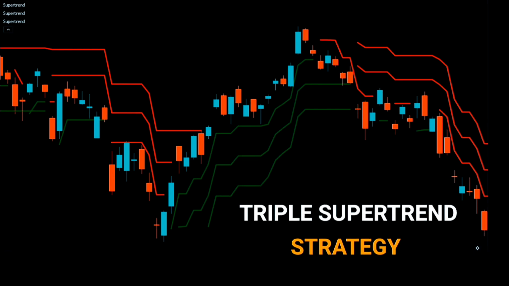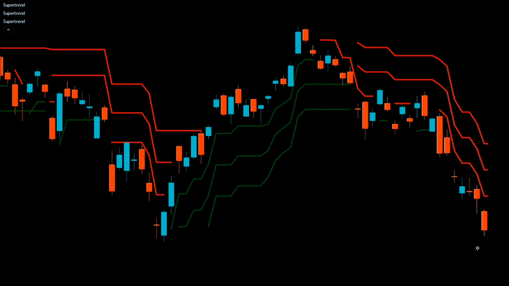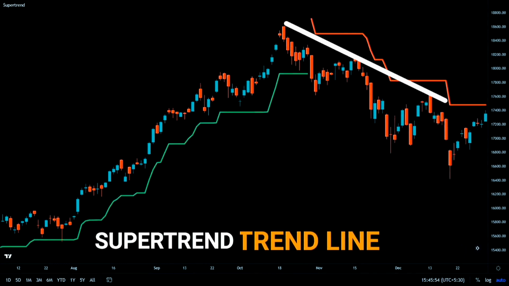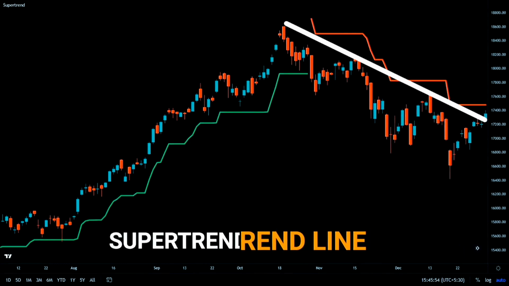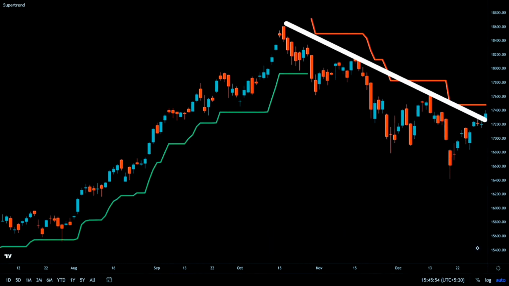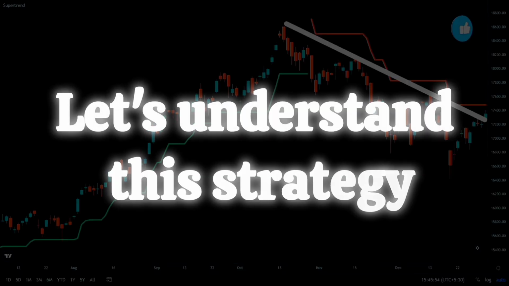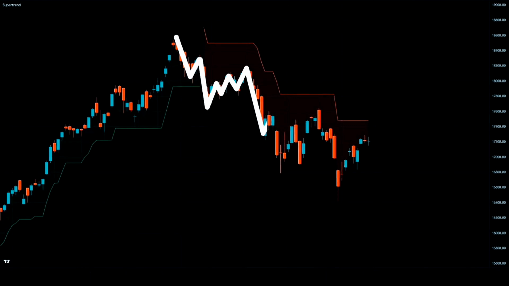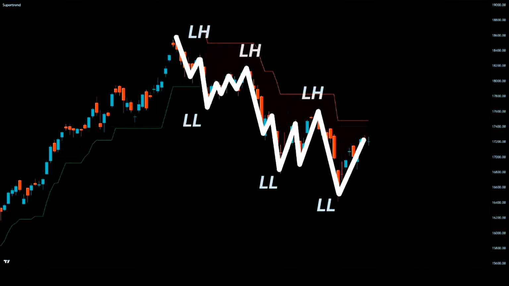Now let's move to our second strategy. In this strategy, we'll use the Supertrend along with a trend line. For this strategy, we'll use a single Supertrend with default settings. Let's understand this strategy. Here, you can see the stock is in a downtrend, making lower lows and lower highs as it moves downward.